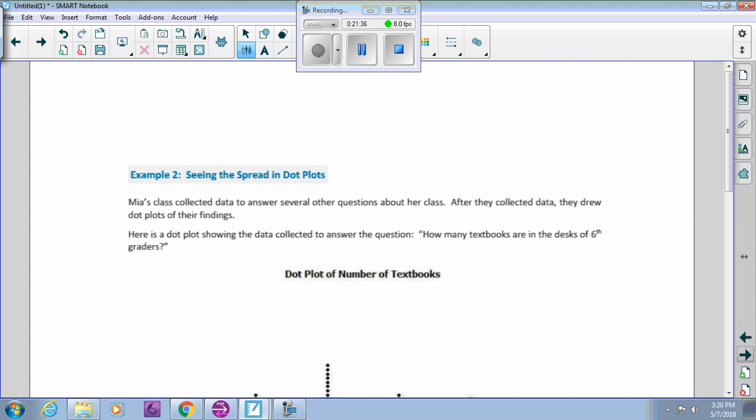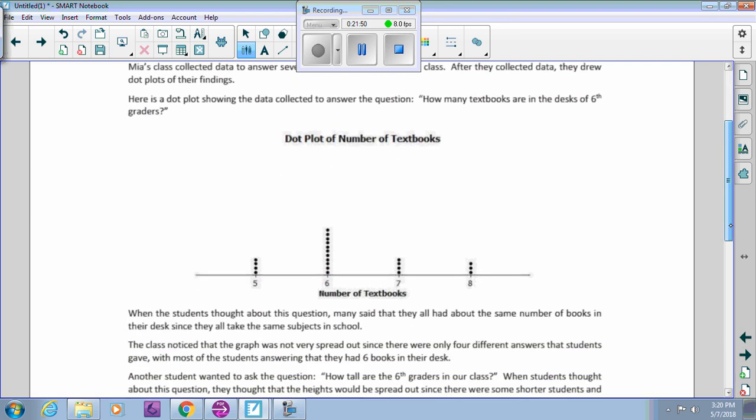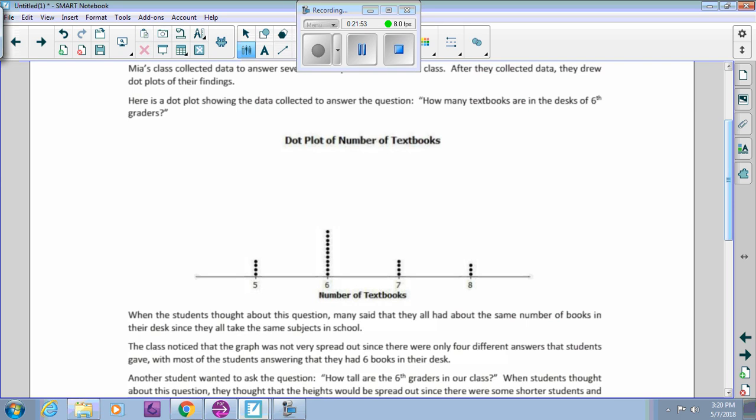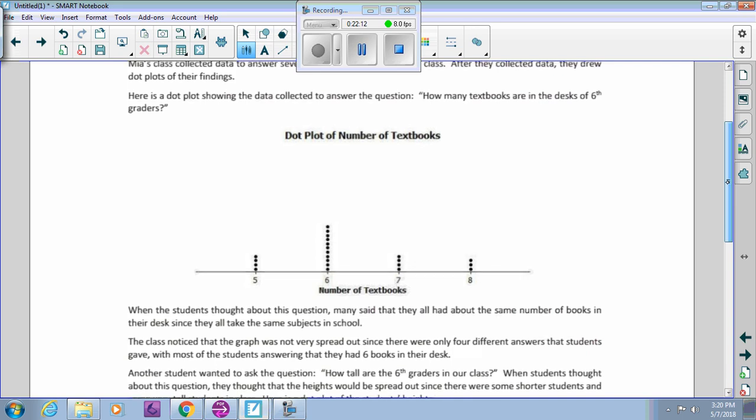It says Mia's class collected data to answer several other questions about her class. After they collected data, they drew dot plots of their findings. Here's a dot plot showing the data collected to answer the question, how many textbooks are in the desks of 6th graders? So again, she has a title here, dot plot of number of textbooks. And then she has a line drawn. We have 5, 6, 7, 8 potentials. That's a lot of textbooks. And then a nice label here for number of textbooks. Again, they're using a scale of 1 here. You're not going to have 5.5 textbooks, or that gets you in a lot of trouble because you ripped one in half or something.